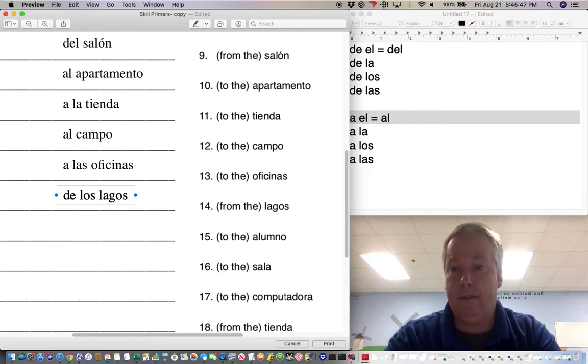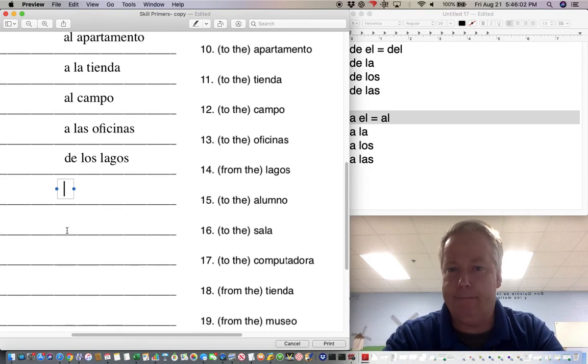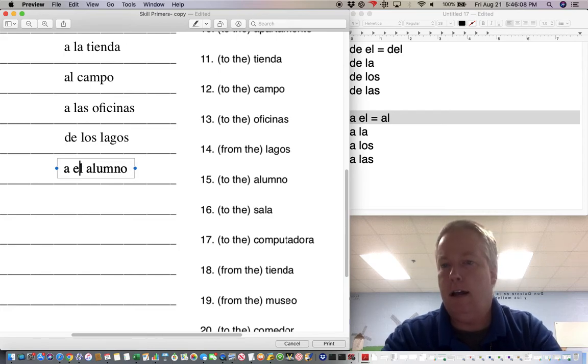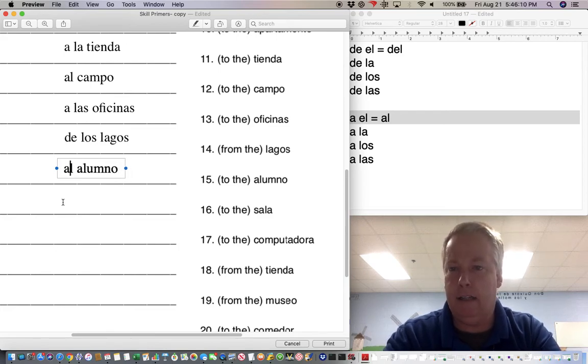I can't emphasize enough, if you didn't know that the word for the in this phrase was going to be with los, then you're trying to do too much right now. You need to step back and look at articles. Number 15. A el alumno. And a and el make the contraction al.